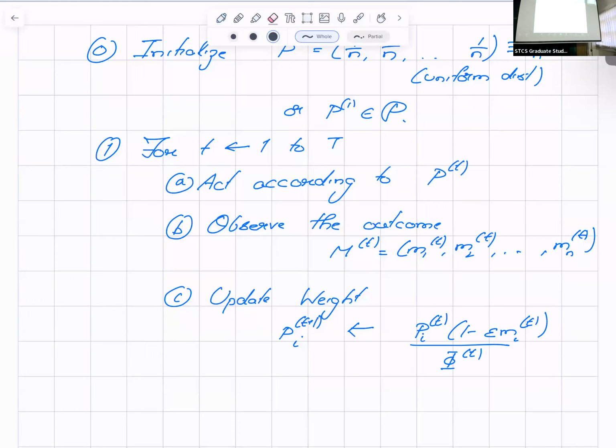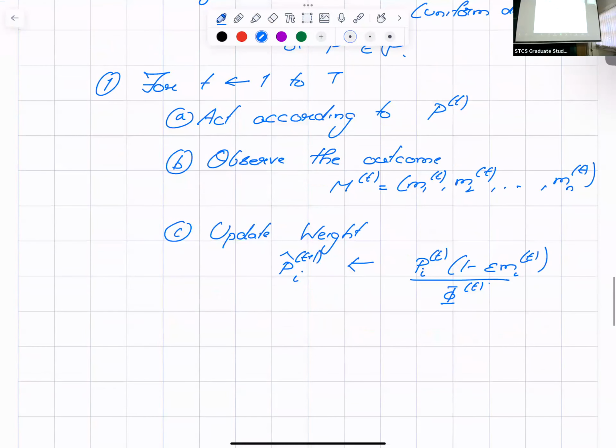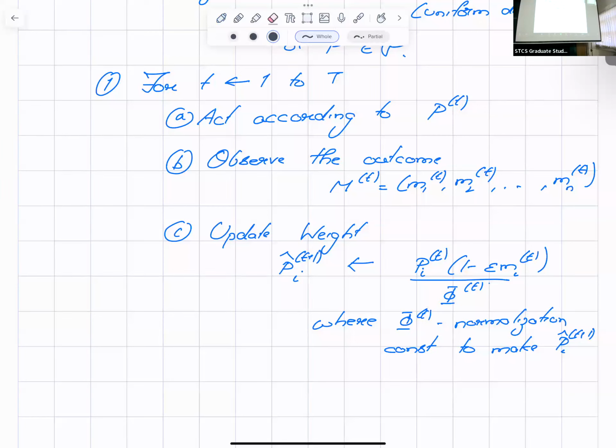I think I might have to call this PT plus 1, is what I called it in the past. Let's keep it as PT. Let's call this hat because this is not the final thing, where PT is the normalization constant to make P hat T plus 1 into a distribution.